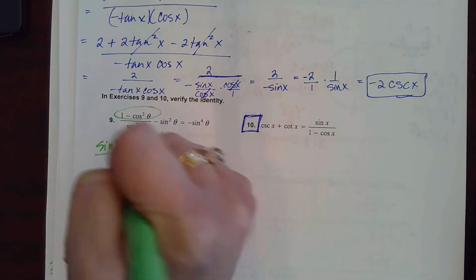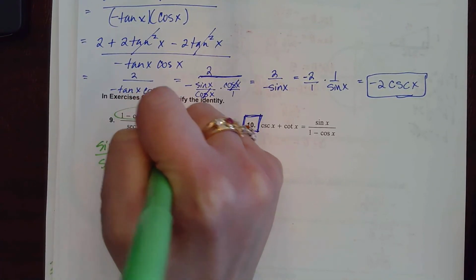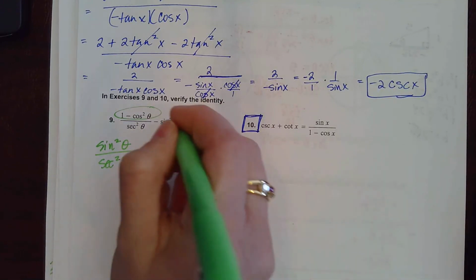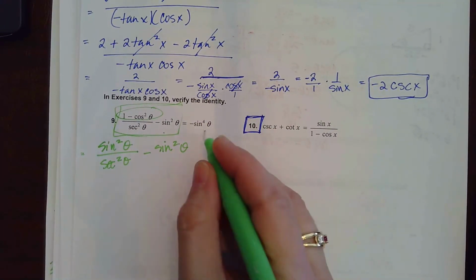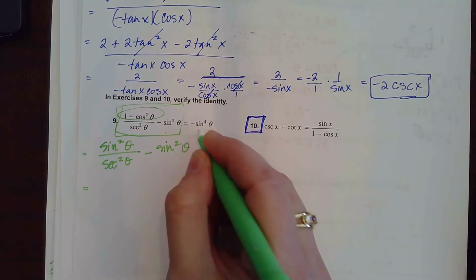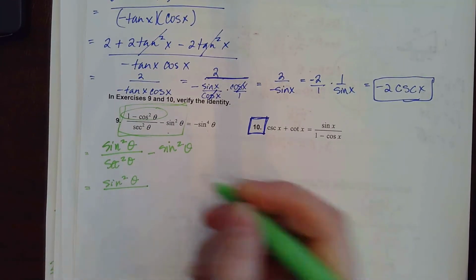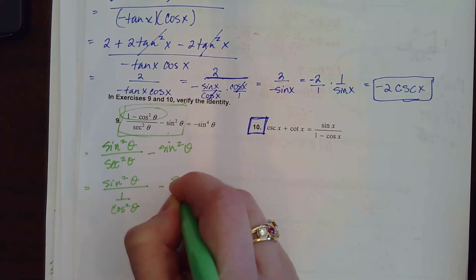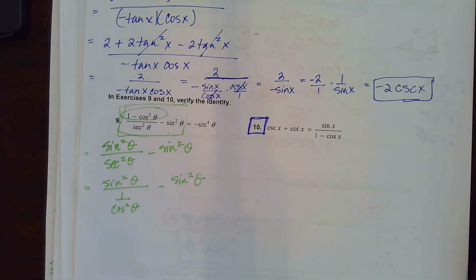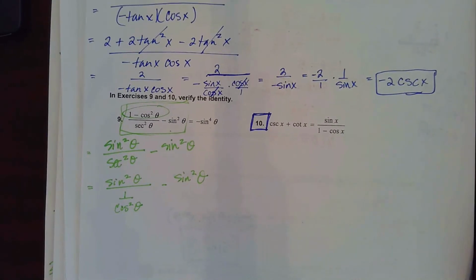And then I have secant squared theta minus sine squared theta. All right, so I'm going to get this side of my equation to equal this side. That's my goal. I need to get this all in sines in order for this to be sine to the fourth. So I'm going to rewrite secant as 1 over cosine squared. Again, secant, if you remember, is just 1 over cosine, so that's why I substituted that in.